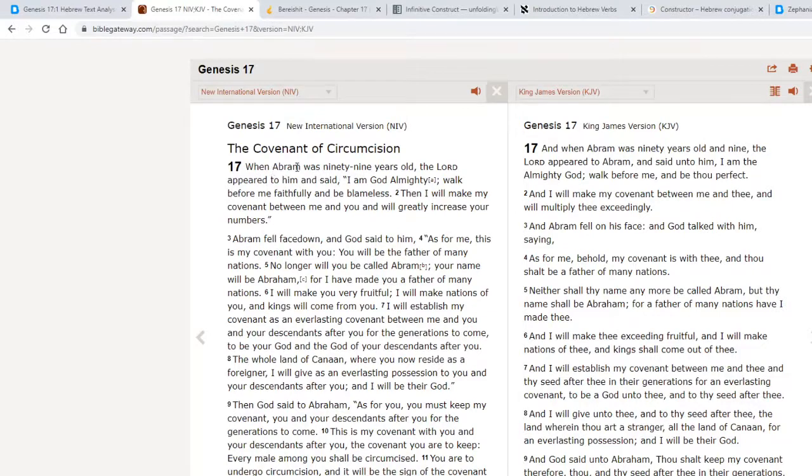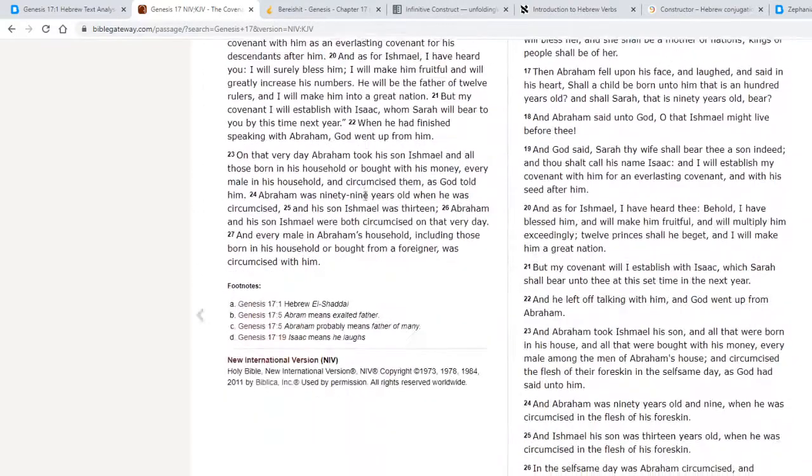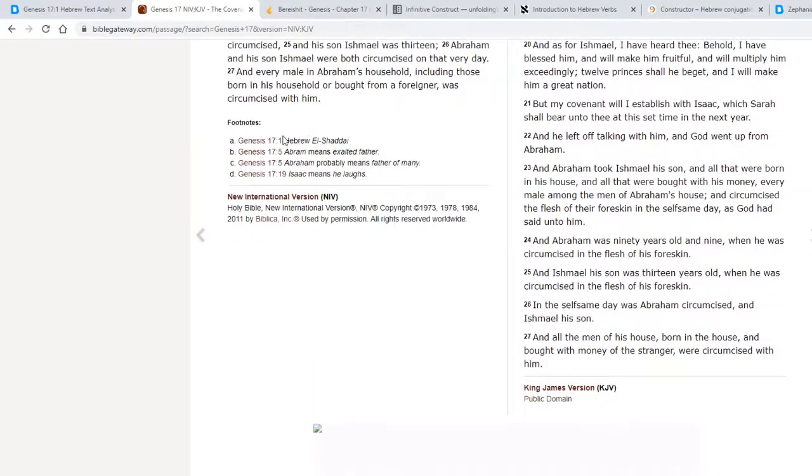NIV: "When Abram was ninety-nine years old, the Lord appeared to him and said, I am God Almighty." We'll take a look, but it's probably telling us that the word is El Shaddai. "Walk before me faithfully." I am not sure where they got that faithfully from. "And be blameless." Let's see here. Right, Hebrew, El Shaddai.